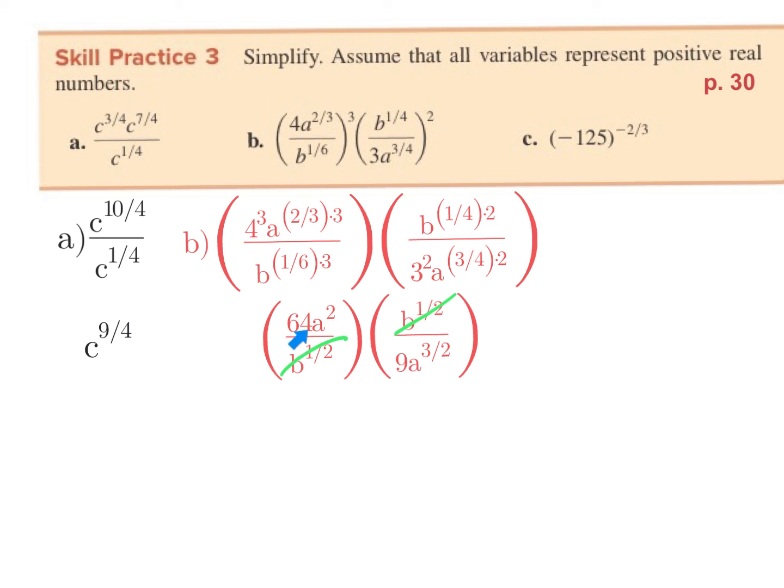Can I reduce anything between 64 and 9? Do they have any factors in common? Does 3 go into 64? Does 9 go into 64? No. So I can't do anything more with that. All right. And then, of course, we did that subtraction part. And there's my final answer. A to the 1/2. Okay? So these start getting a little trickier. Any questions on that? Did anybody have that one right?